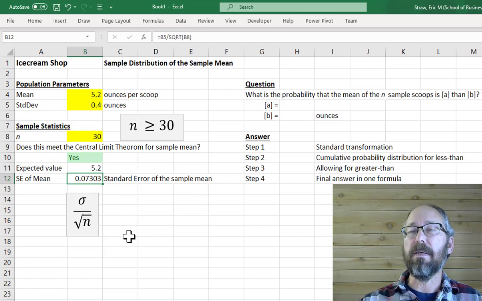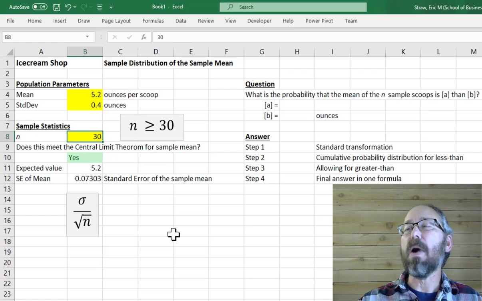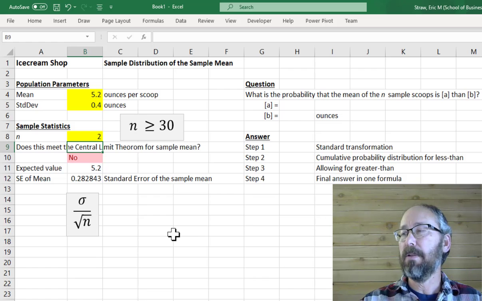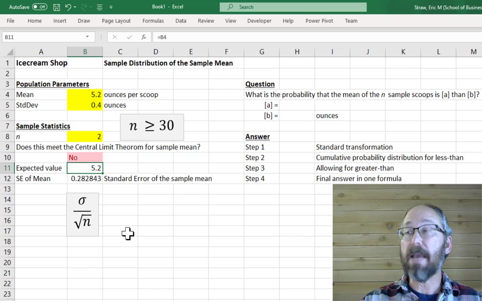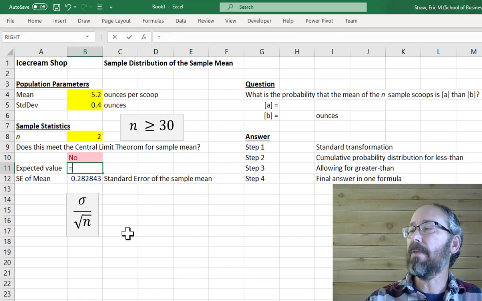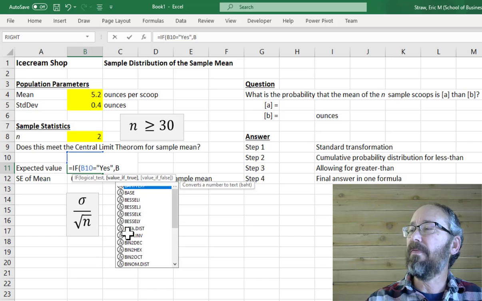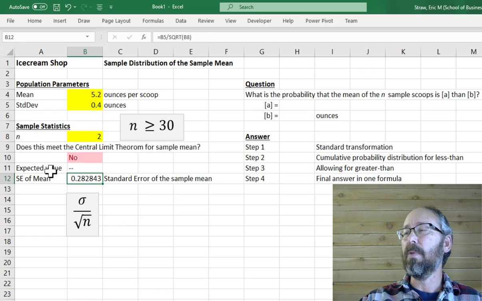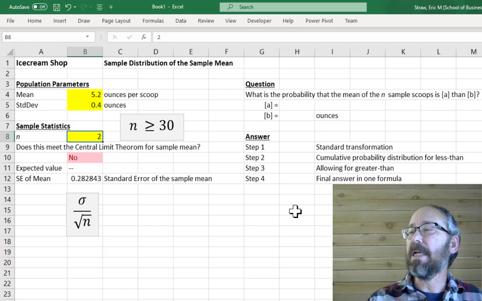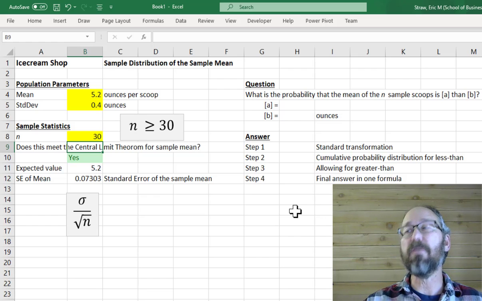Now notice what happens to the standard error when I reduce my sample size. The standard error goes up. And of course, it doesn't meet the central limit theorem, so this value here is not accurate. In fact, we can change this so that we can make this an IF statement. If B10 equals yes, then we want it to be B4. Otherwise, let's just put some dashes in there to indicate that we don't have an expected value for that. So now if we change that to 30, there we go. We have an expected value for the mean of 5.2, and we have a standard error of the mean.